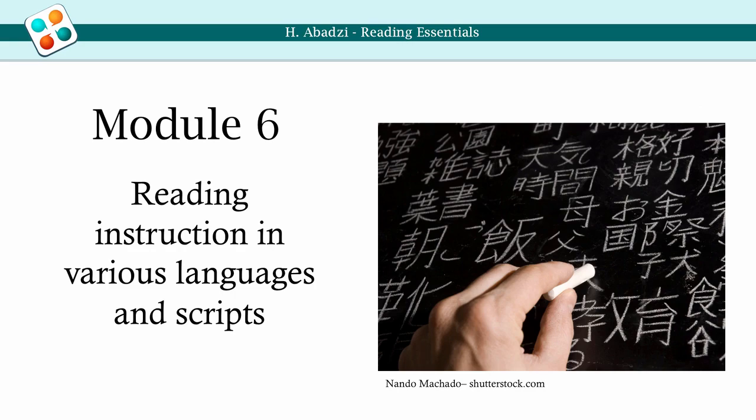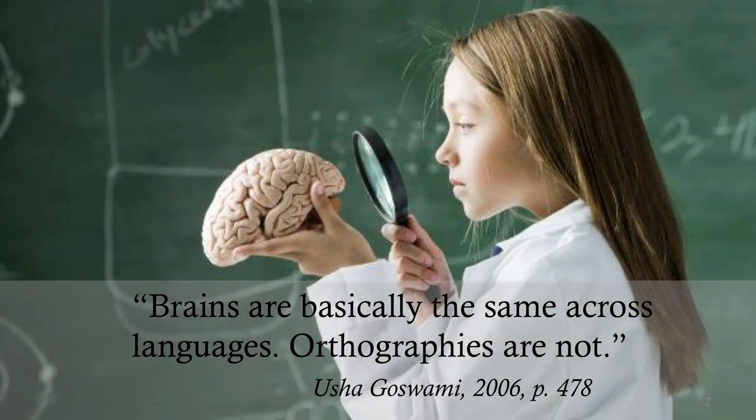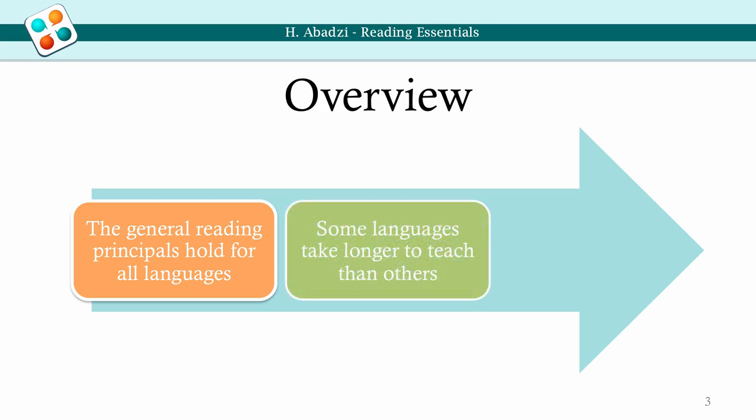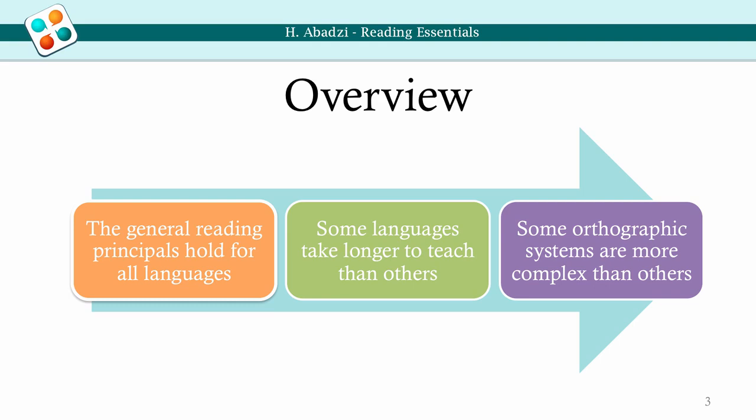Module 6, Reading Instruction of Various Languages and Scripts. Brains are basically the same across languages. Orthographies are not. The capacity of working memory offers standards for fluency and comprehension that are roughly comparable across languages and scripts. Some spelling systems take longer to automatize than others. Spelling inconsistency, more characters, and more complex shapes require more instructional hours, practice, money, materials, and teacher training.